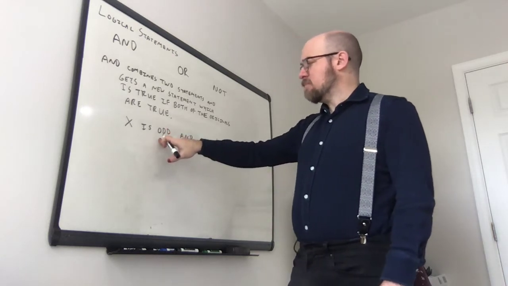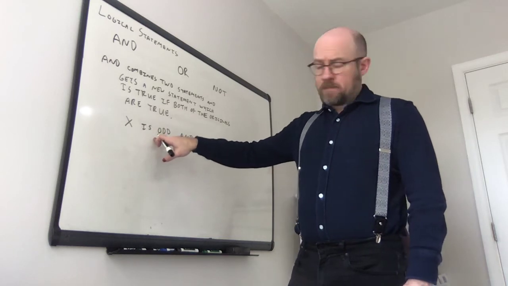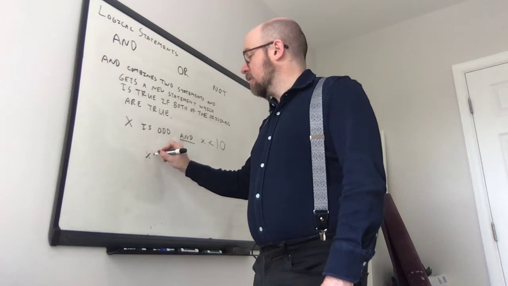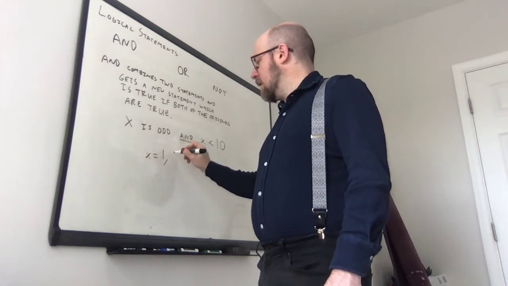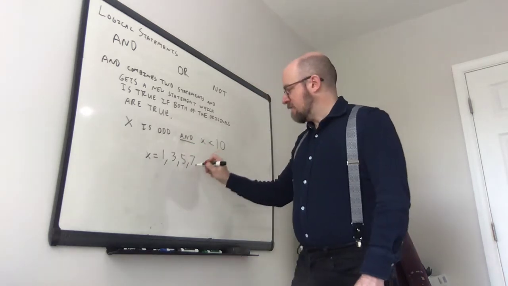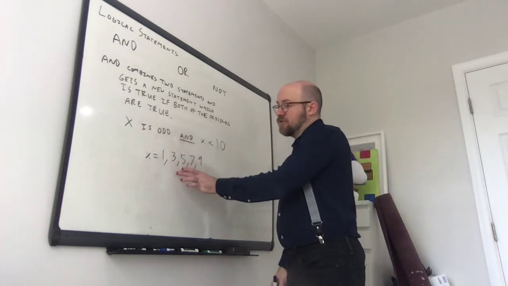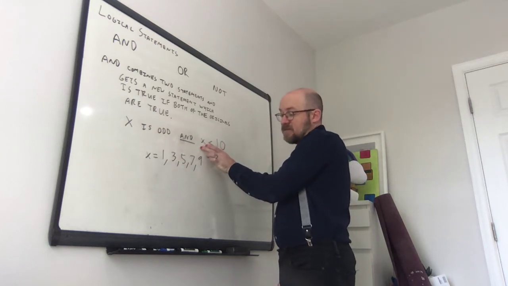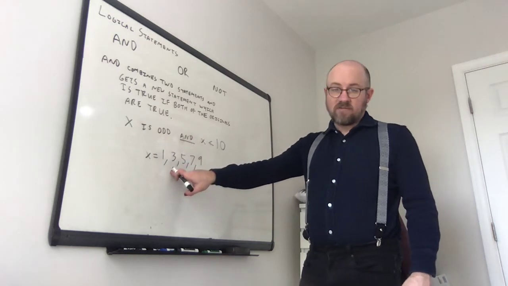So this statement would only be true if our number x is an odd number and it's a number less than 10. So if x is equal, let's assume that it's greater than 0 and ignore negative numbers. If x is equal to 1, 3, 5, 7, or 9. Okay, so these are odd numbers, so they make this statement true. They're less than 10, so they make this statement true. And so the whole thing is only true if x is equal to one of these numbers.